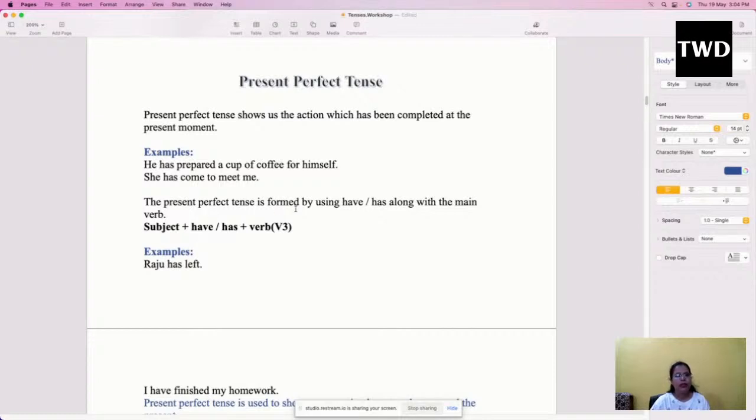So the present perfect tense is formed by using have and has. The moment you are framing sentences under present perfect tense, you have to understand that we are going to use either have or has depending on the subject which we are using. Okay, so what is the structure of the sentence? We will have subject plus have or has plus V3 form of the verb, that is past participle. For example, if it is go, V1, go, went, V2, gone is V3.